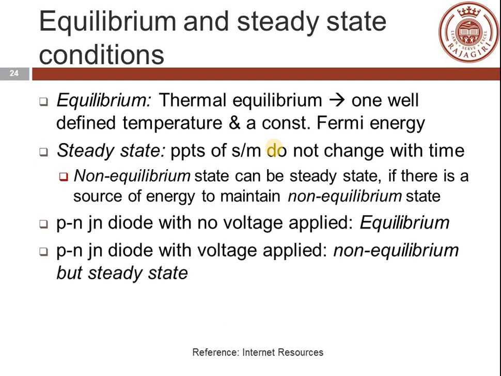Now you are connecting this PN junction diode either in forward or reverse bias. Now it will be in non-equilibrium state, but it will be in steady state, meaning that for an electron current there will be an opposing hole current. So we'll see all these things in detail later.